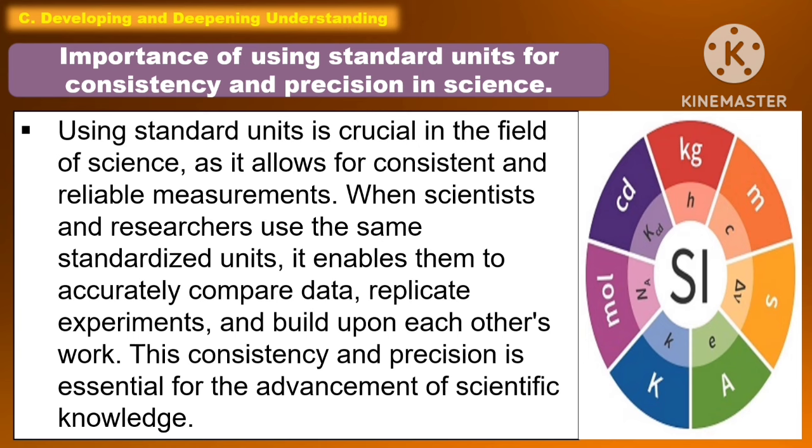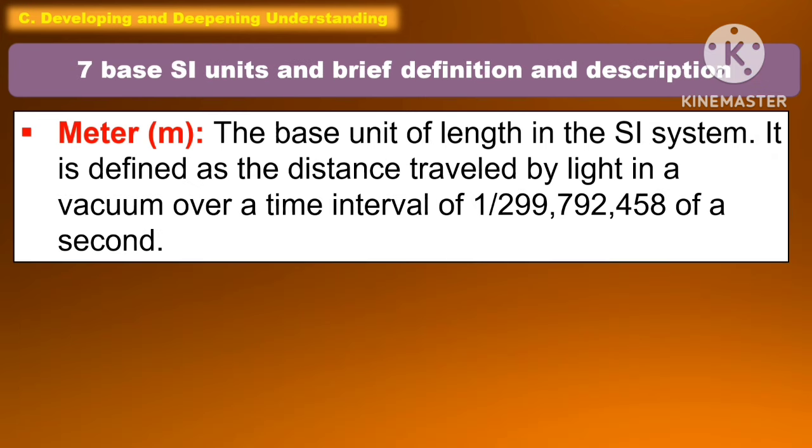The following are the importance of using standard units for consistency and precision in science. Using standard units is crucial in the field of science as it allows for consistent and reliable measurement. When scientists and researchers use the same standardized units, it enables them to accurately compare data, replicate the experiments, and build upon each other's work. This consistency and precision is essential for the advancement of scientific knowledge.